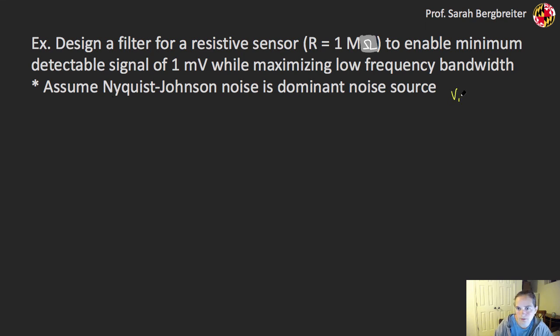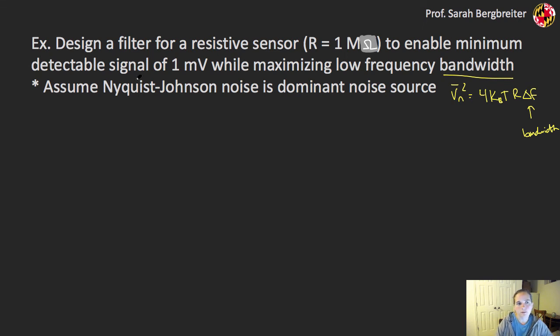And remember that for Nyquist-Johnson noise, I have an RMS voltage squared associated with that resistive sensor. That's going to be 4 kBT times R times delta F, right, where delta F is my bandwidth of interest in this particular problem. So bandwidth right here, that's the same bandwidth that I'm looking at right here.